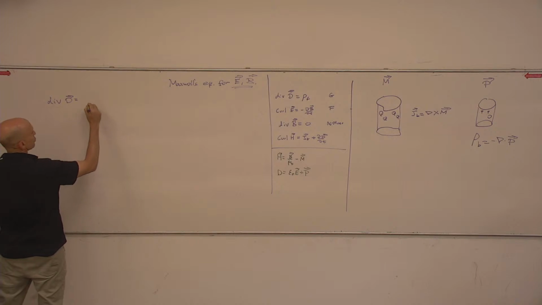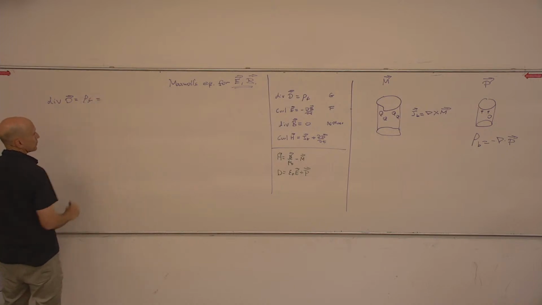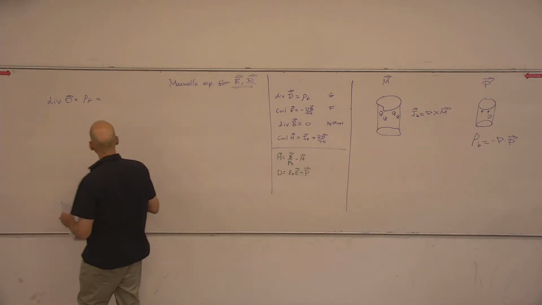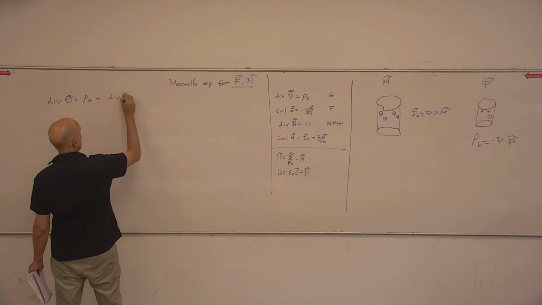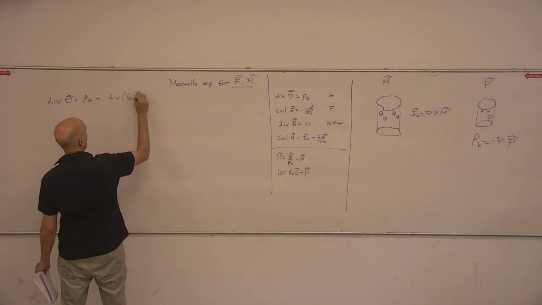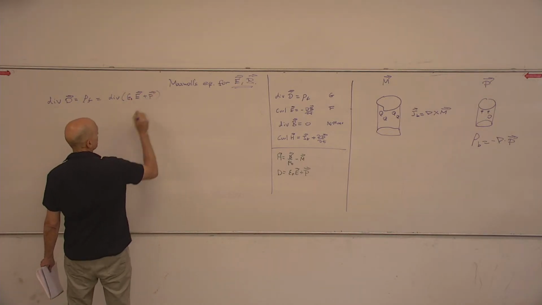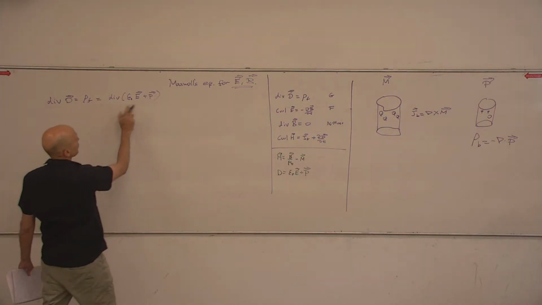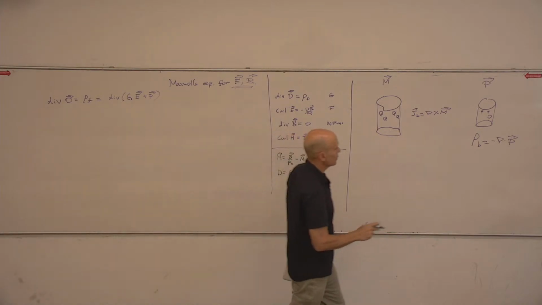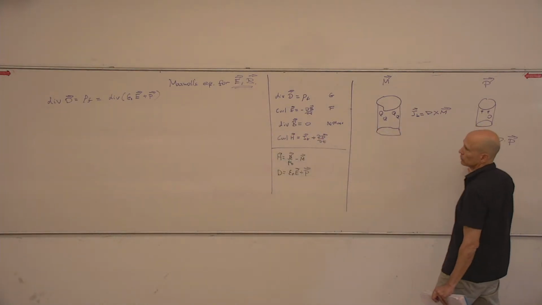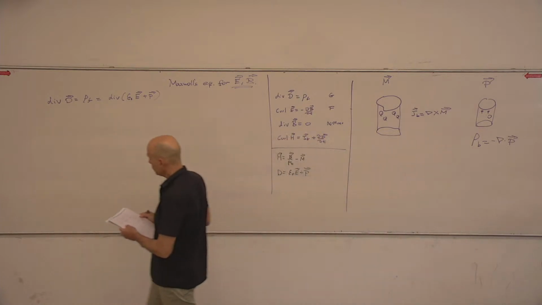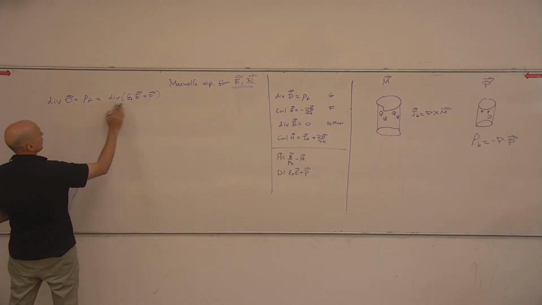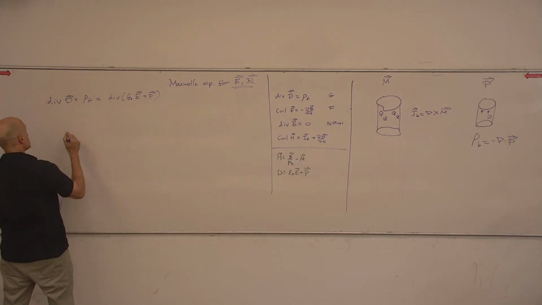Div D is equal to rho free. But on the other hand, I can use the definition of D and just plug it inside here. This is div of epsilon 0 E plus P. Right? But what is div P? It's minus rho B. So I'm going to put this on the other side. So what do I get?